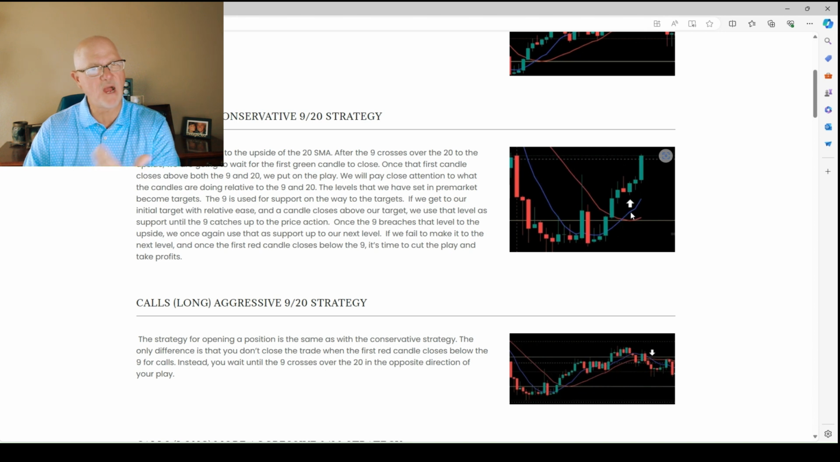The 9 lags behind price action just a little bit. But again, folks, trust what you are seeing on the 9. Trust it to get you to that next level. If it doesn't get you there, hey, take yourself out of the trade.